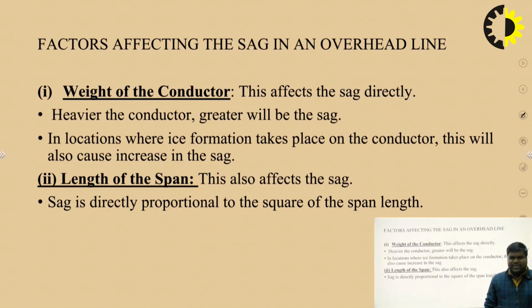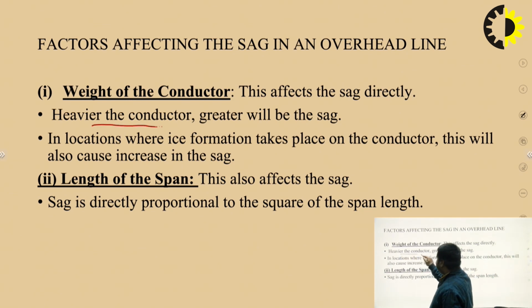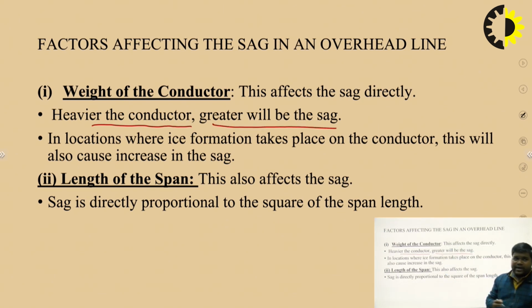The point is, what are the factors affecting the calculation procedure for an overhead transmission line. The first one is the weight of the conductor. This affects the sag directly. The heavier the conductor, the greater the sag.